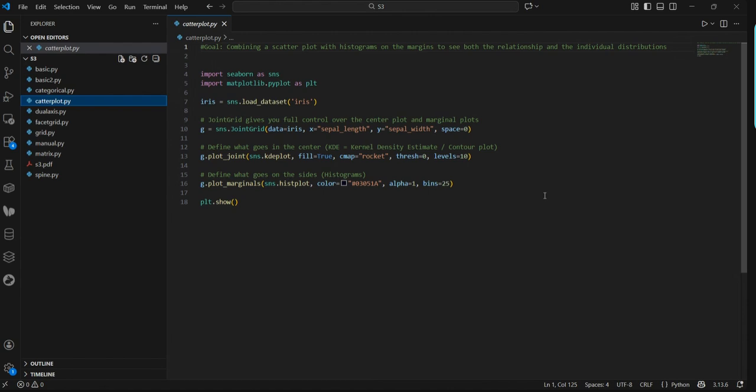And we are also defining what goes on the sides, that is the histogram part. So g.plot_marginals is there. We are using Seaborn to plot the histogram: sns.histplot, color is set as this, alpha is 1, and bins is 25.